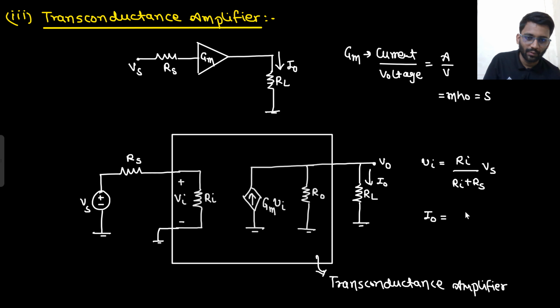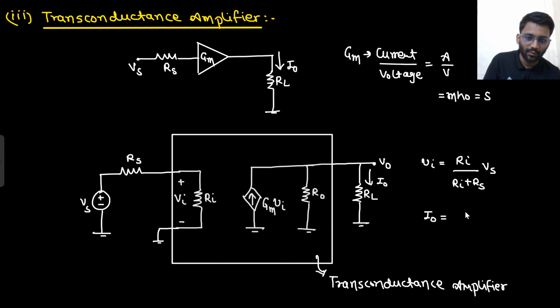Here I should have written the expression of Io. There I wrote Vo, but that was not the expression of Vo. That was the expression of Io only. If I need to write the expression of Vo, let's just say this is my Vo. So what will be the expression of Vo? Simply this current multiplied with RL. That will be the expression of my Vo. But here I need to write the expression of only Io. So Io is Ro upon Ro plus RL into Gm into Vin.